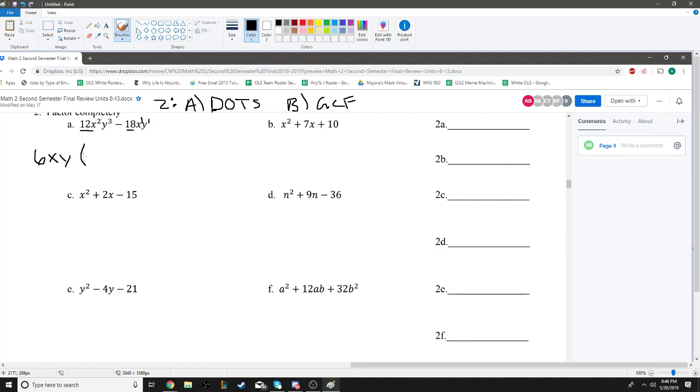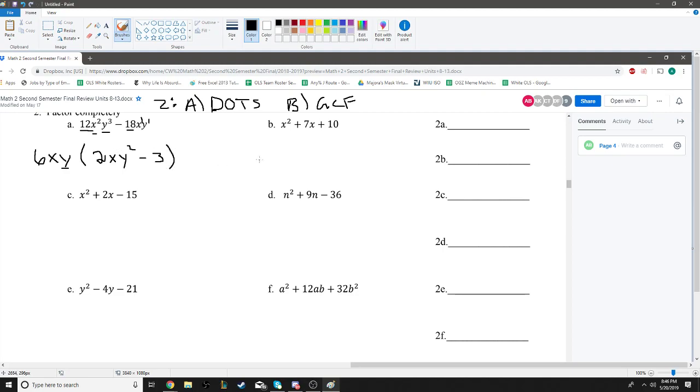So we have 12 divided by 6 is 2. Then x squared, we took an x out. There's an x still left. Y to the 3rd, we took a y out. So this is y squared. Minus, 18 divided by 6 is 3. There was an x, we took it out. There was a y, we took it out.